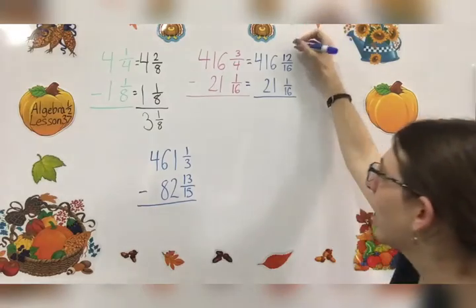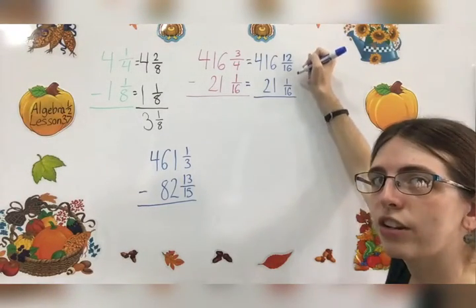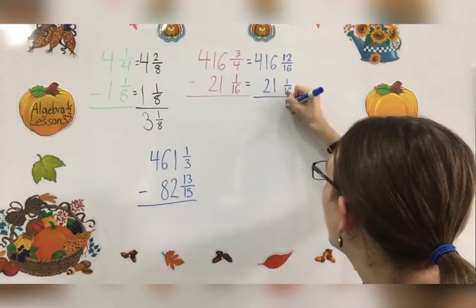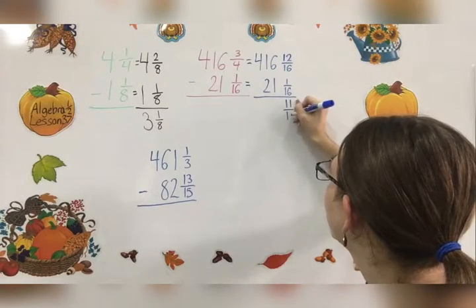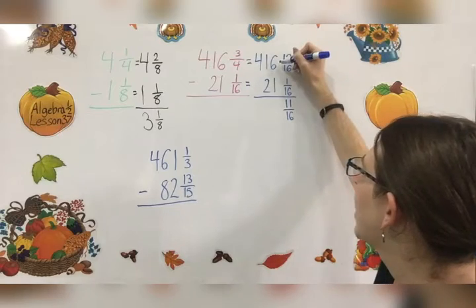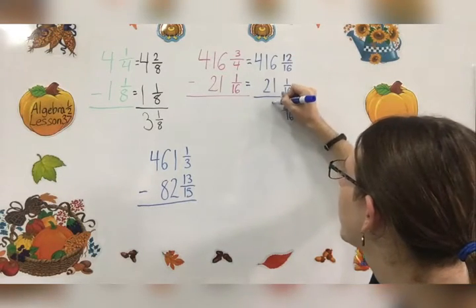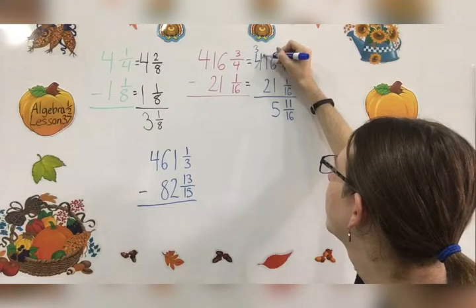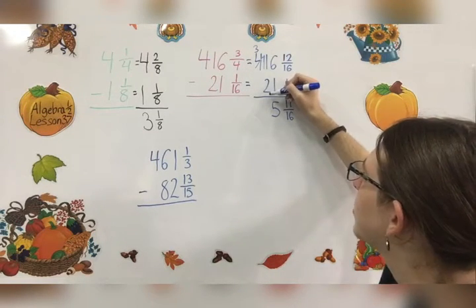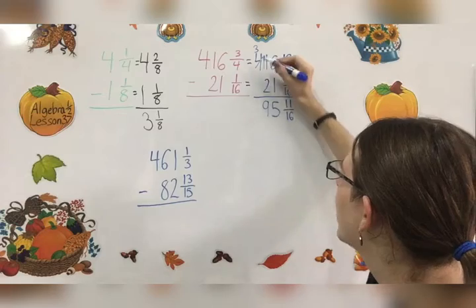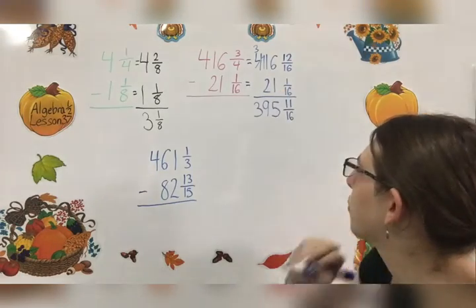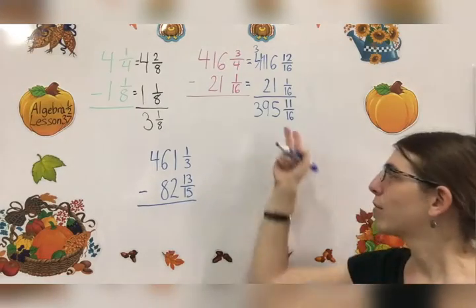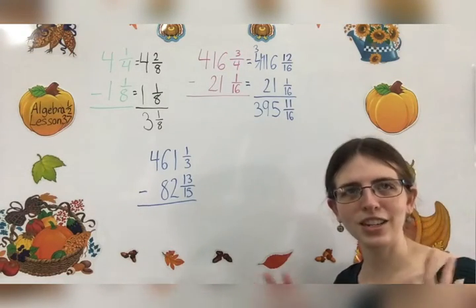Okay, I still have a bigger numerator here on top than I do on the bottom, so I'm fine. I can subtract. 12 minus 1, that's 11. So it's 11/16. Now I subtract regularly. 6 minus 1 is 5. I can't subtract 2 from 1, so I borrow from the 4, makes it a 3. This becomes 11. 11 minus 2 is 9. 3 minus nothing is 3. So 395 and 11/16. I can't reduce 11/16, so I'm done, good to go.